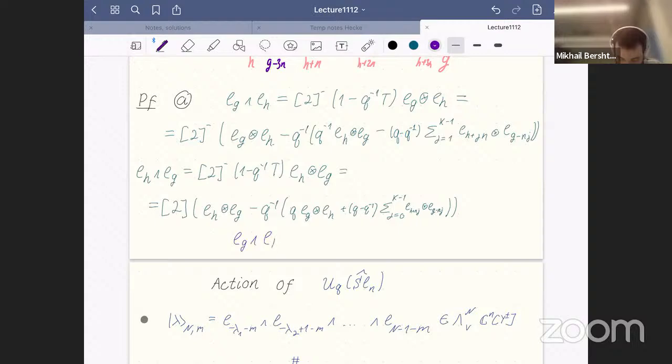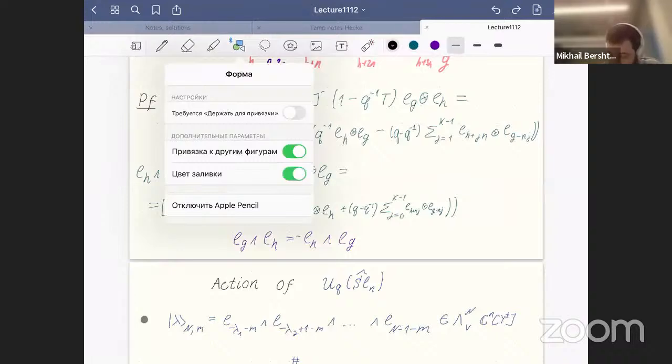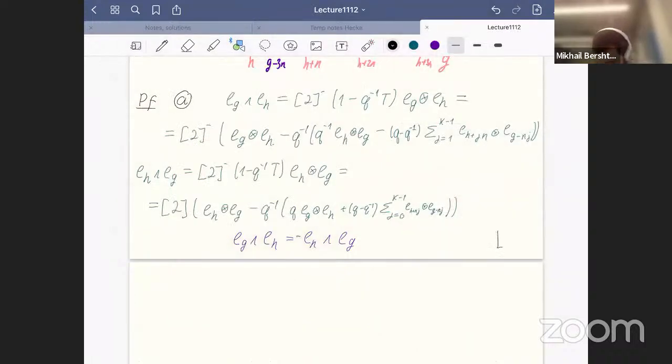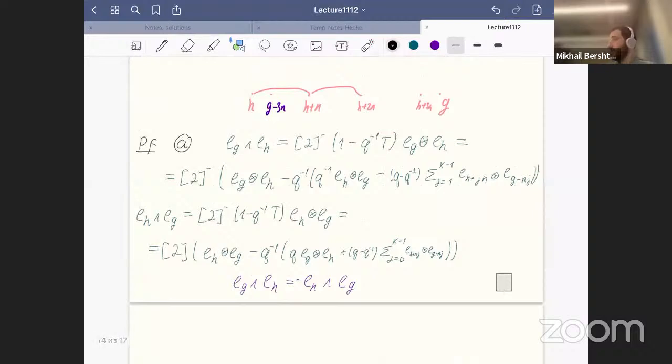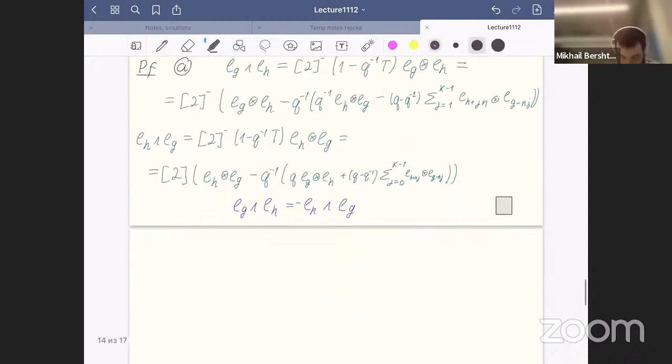And all other calculations are similar. Of course, I'm not going to do it. But are there any questions? Okay, if we believe in this fact, then we can state a corollary.